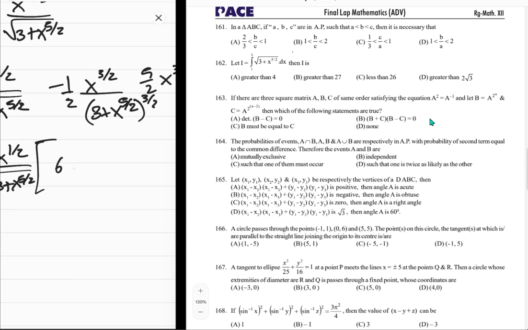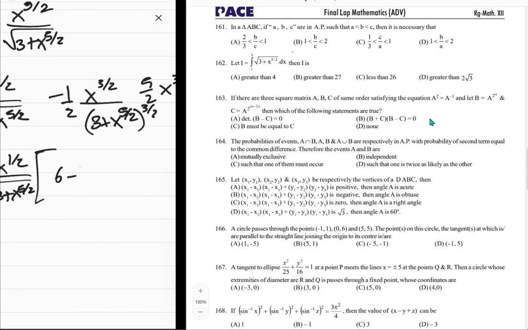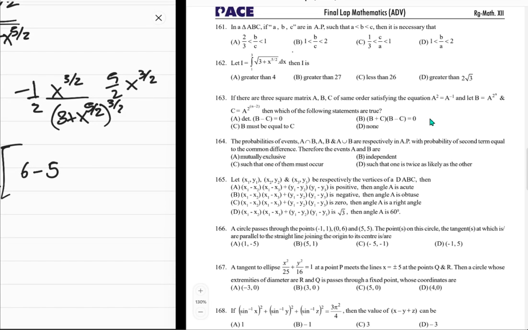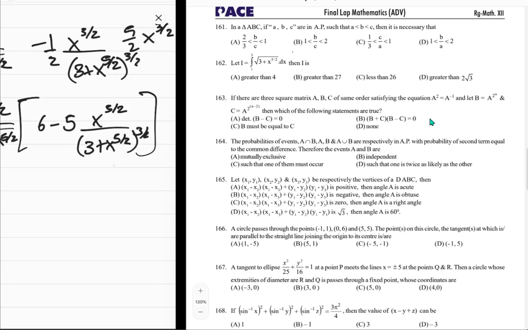Then this is just 6 over here and minus 5 x power 3 upon 2 upon 3 plus x power 5 upon 2 का पावर 3 upon 2. Cool. तो कौन सा बड़ा है, 3 plus x power 5 upon 2 का पावर 3 upon 2 या फिर x का पावर 3 upon 2? It's like 6 minus 5 into x upon 3 plus x power 5 upon 2. Look, ये कहाँ से कहा जा रहा है, 1 to 3, right? So then this thing is always less than 3.